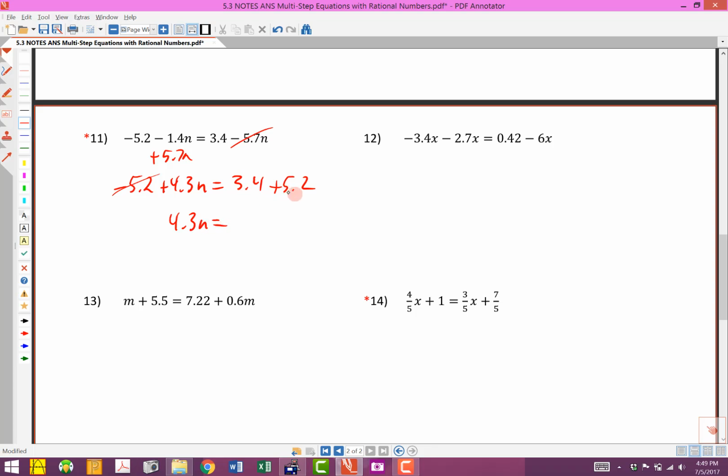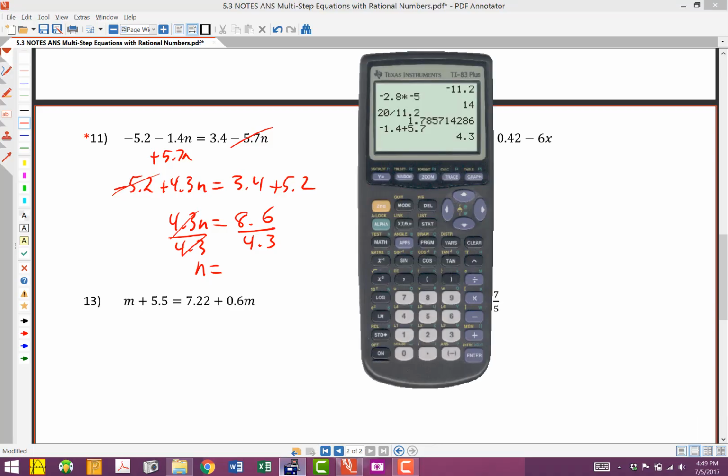Add these together. Let's see, that's going to be 8.6. Again, if you want to do that on your calculator, no problem. But this is the work that we'd want to show, whether we're doing the work by hand, in our head, on a calculator, or anything like that. So the 4.3s are going to cancel, so we get n over here. Now you might have a good guess at what the answer is on this one, but let's just double check and make sure. 8.6 divided by 4.3.